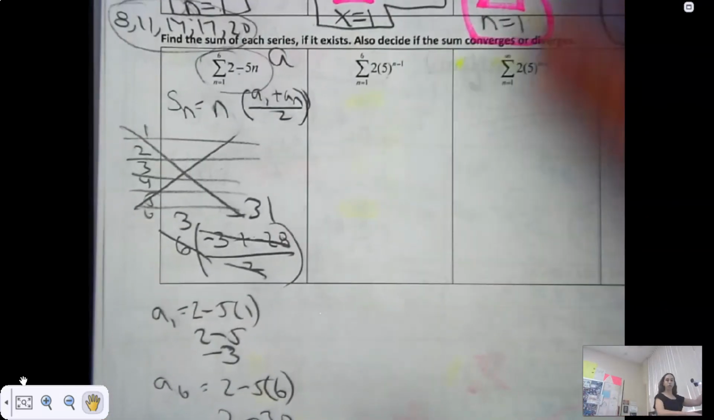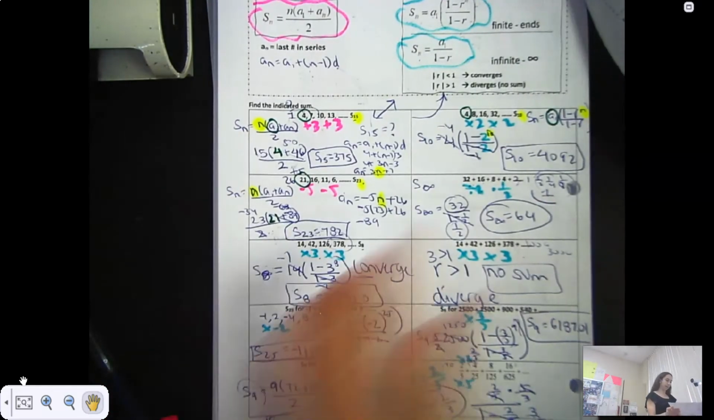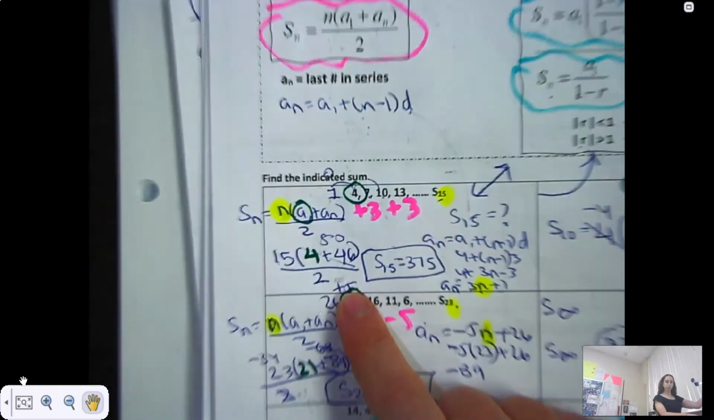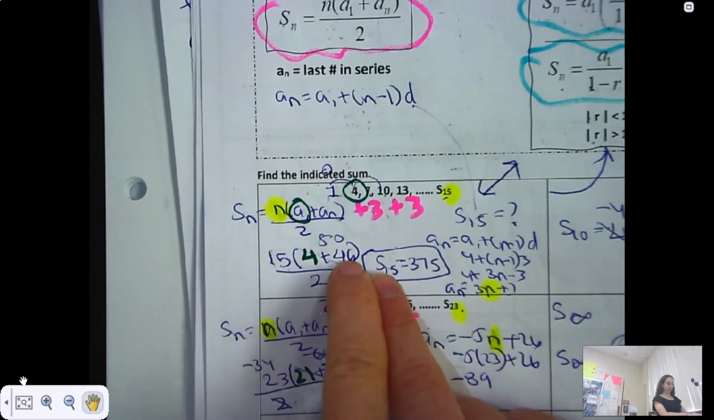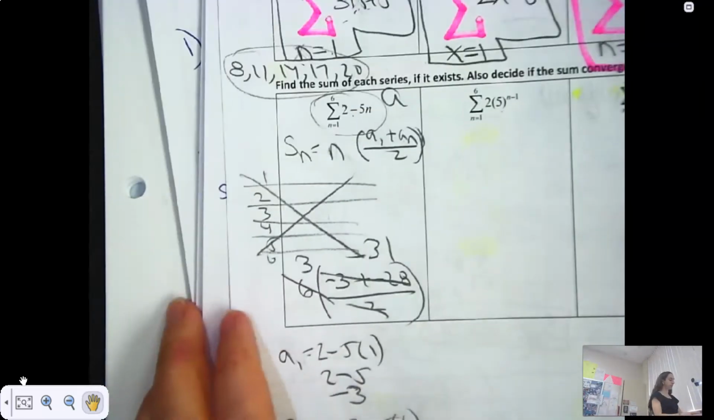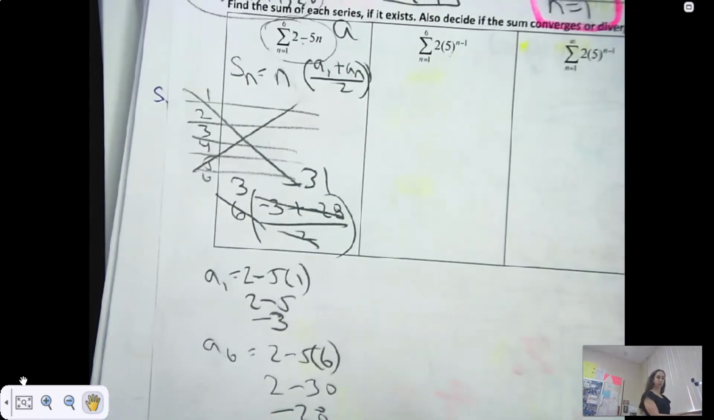Now what I want you to see is the difference between this problem and this problem where we listed it out, which seems annoying, versus this problem where we use the formula. What made this one difficult was having to find that 15th number. But they gave us the first number. But if you look here in this problem, they didn't give us any of the numbers, but they did give us the formula. That's how it's a little bit different.